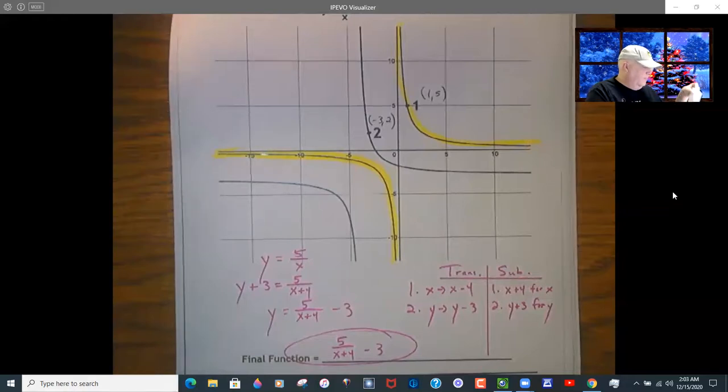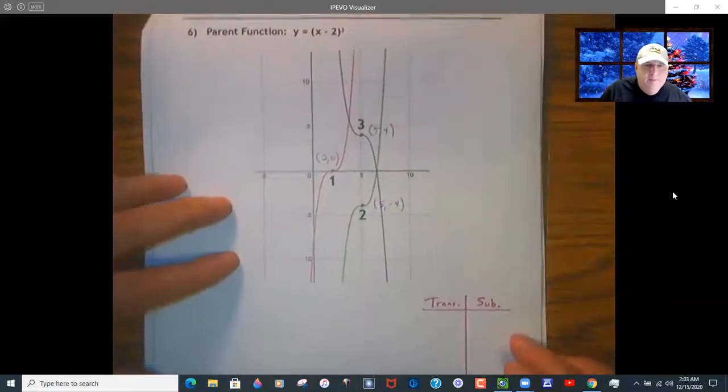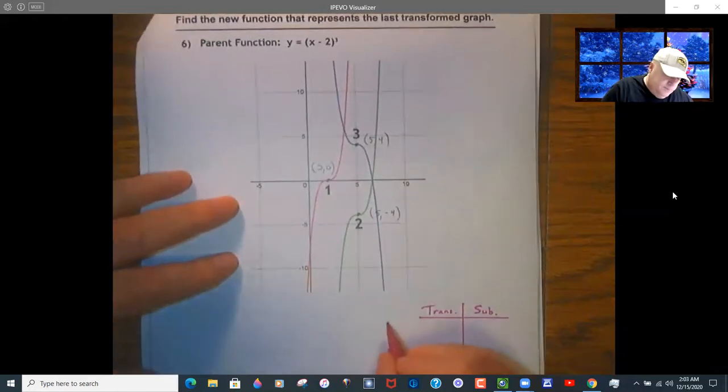All right, on to problem 6. We have a total of 8 problems, actually 7 problems. See if you can figure it out, and then come back to the video.